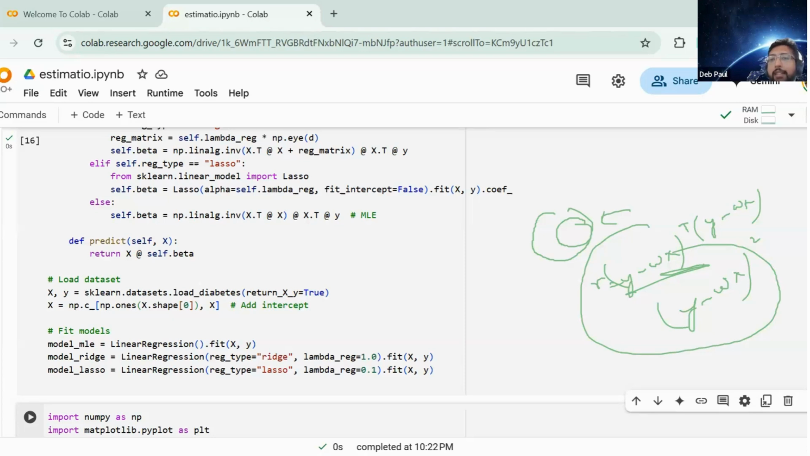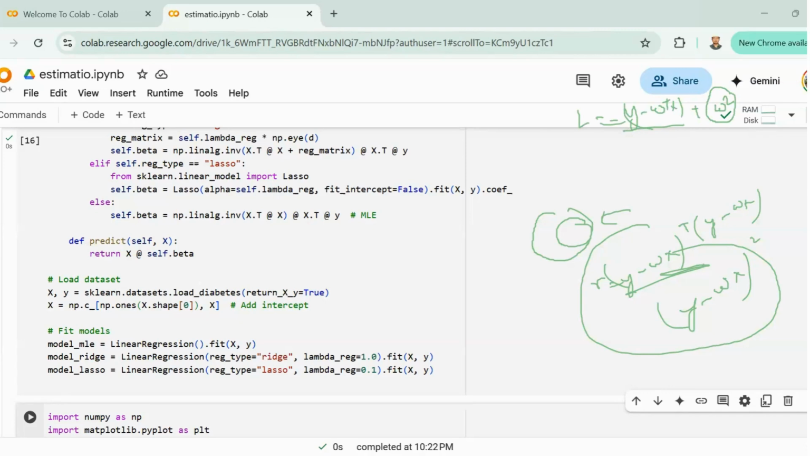If I say that my loss is this plus W squared, what kind of loss is this? I have the actual loss, which is actual minus predicted, plus I have some function of the parameter. What is this? Regularization. So you know why regularization comes, right? Because you have some assumption of the parameter.